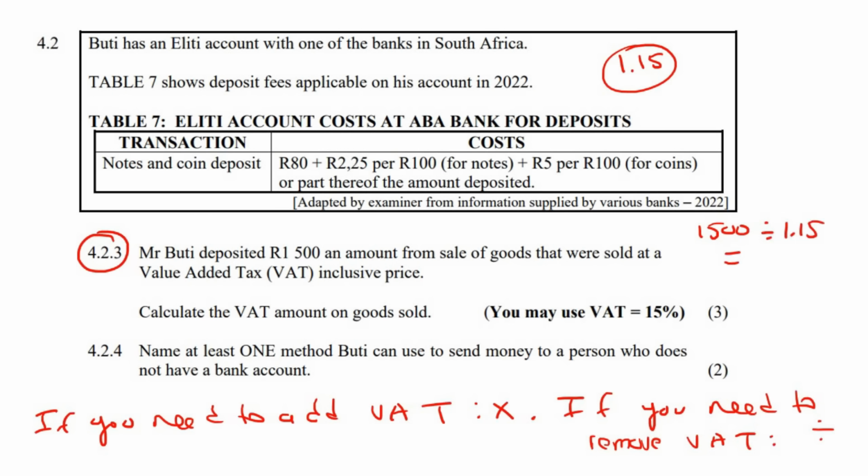Now let's see what we get. 1304.35 if you round to 2 decimal places. Now this is the price without the VAT. This is not the answer. That's not the final answer. That is what the price is without the VAT. So it says now calculate the VAT amount. So that's the price with VAT. That's the price without VAT. So by minusing those two, you can work out the VAT. So you could say 1,500 take away 1,304.35. And that'll give you 195.65.